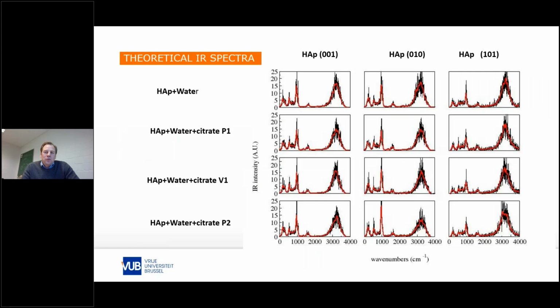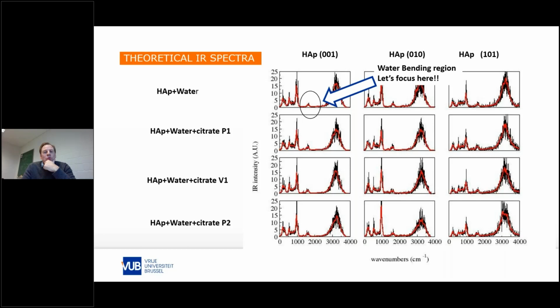And this is then the result for the different situations: the pure water with the apatite surface, then the citrate in the different orientations, and then the different surfaces of the crystal. What we can see first is the appearance of this peak, which is linked to the water bending region. So we want to look closer at that.